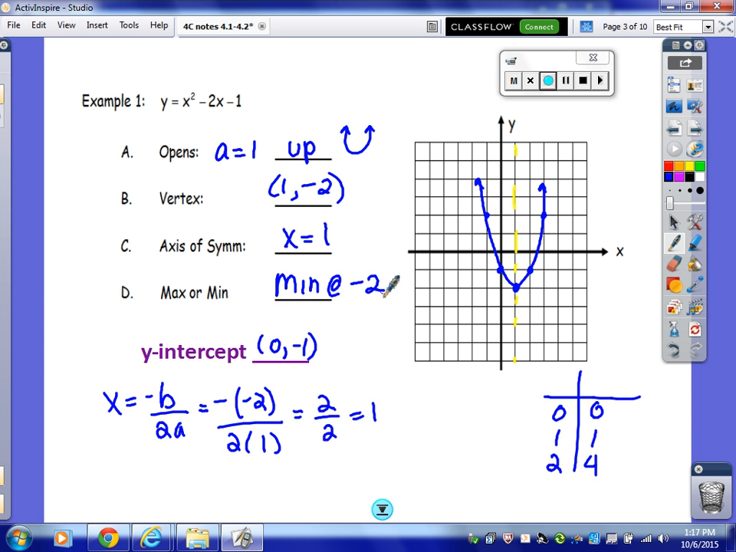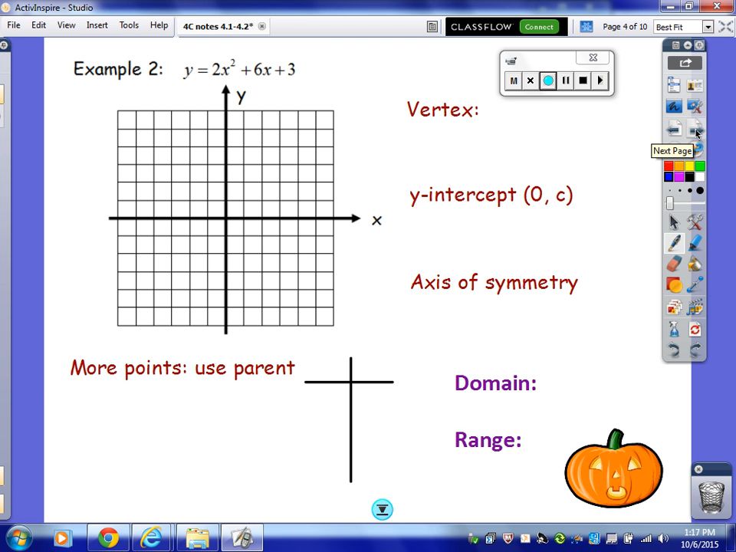Okay, there's one example in standard form. Let's look at a couple more. All right, standard form. So we've got y equals 2x squared plus 6x plus 3. So let's find the vertex.